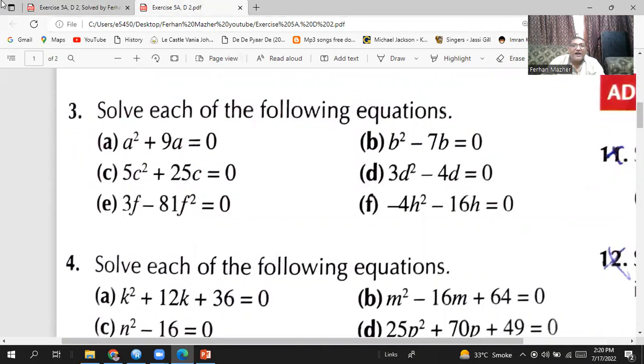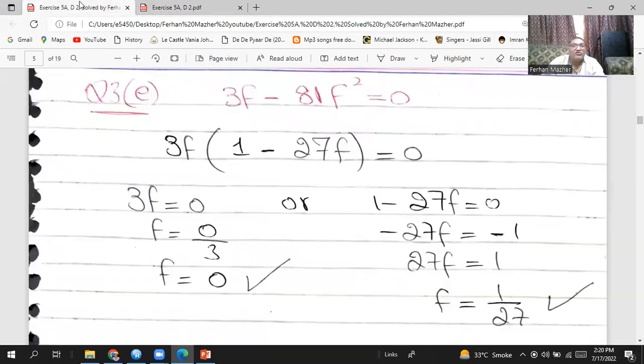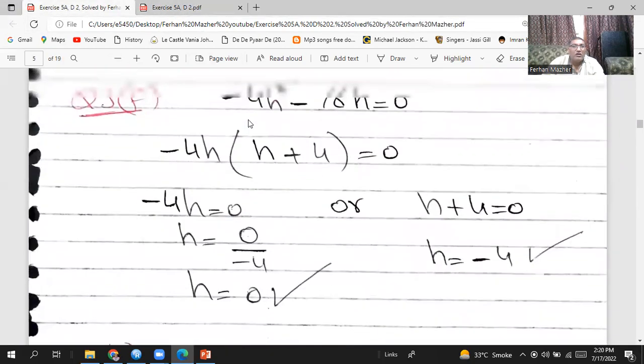Question number 3 is F part. It says minus 4h squared minus 16h equals to 0. So we will try to factorize them. First of all, we will take minus 4h common. So in the bracket, you are left with h plus 4 equals to 0.